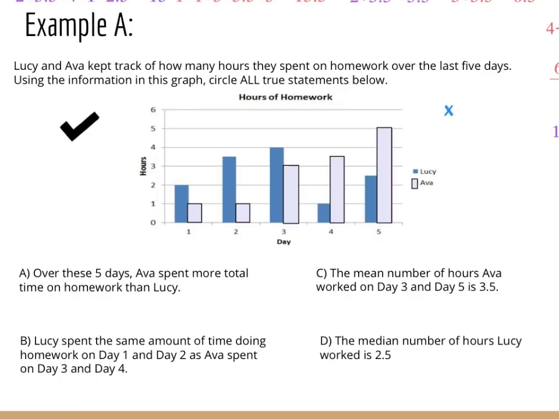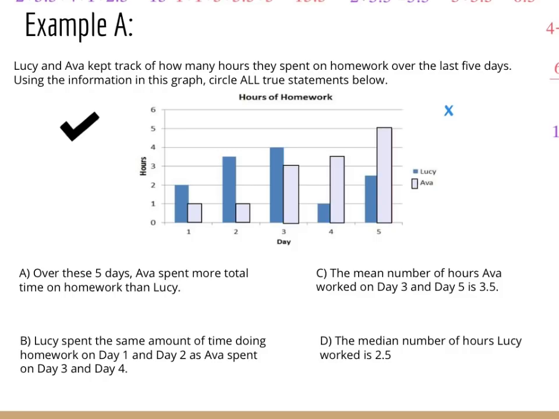In example A, Lucy and Ava kept track of how many hours they spent on homework over the last 5 days. Using the information in this graph, circle all of the statements that are true. So we're going to go through, we're going to answer each of the questions. We're going to determine which ones are true and which ones are not true based on this graph. So let's start with letter A.